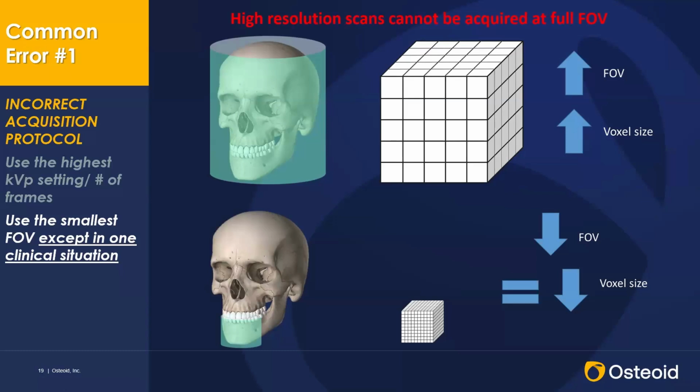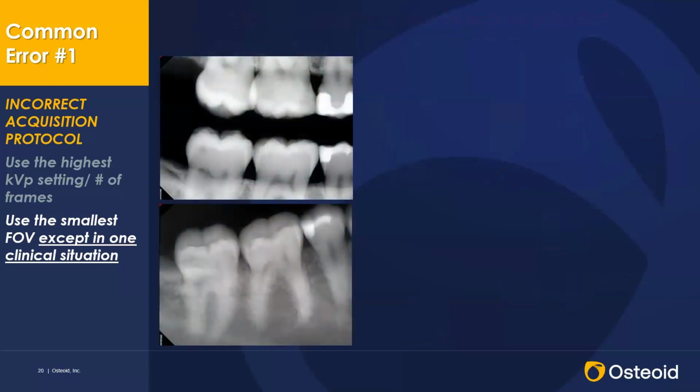So high resolution scans usually cannot be acquired with a full field of view. To give you an example of this, this is a particular patient who presented. In fact, they're a dental student, and they had another dental student take their bite wings, and they were concerned about a small region just below the distal cusp of tooth number 31, the mandibular second molar.